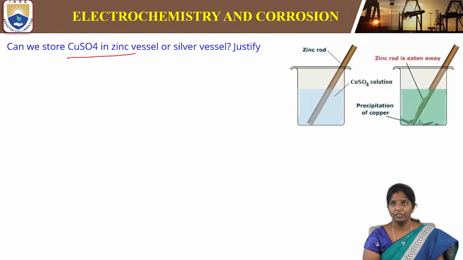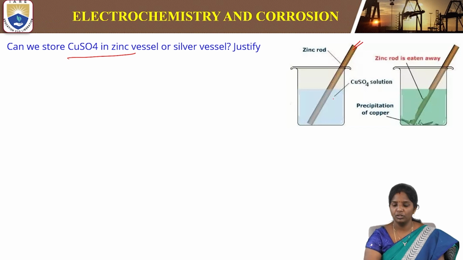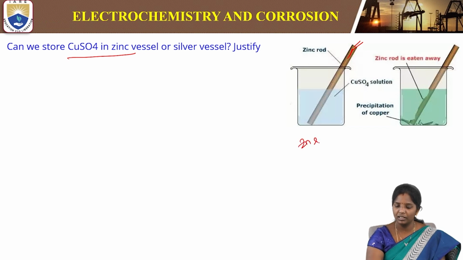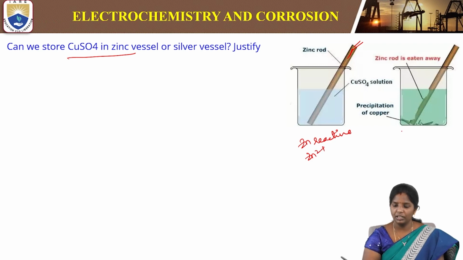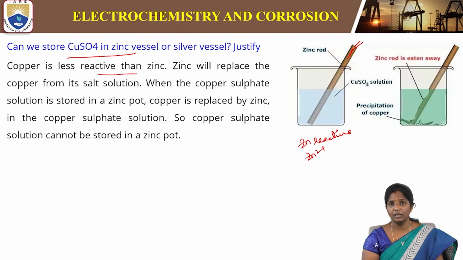So the next one is, can we store copper sulfate in a zinc vessel or silver vessel? Justify. If we take a zinc vessel, for example, the vessel will be in the metallic form. So now we are taking a rod and dipping it in the copper sulfate. Then what happens? Because zinc is reactive, it forms Zn2+ ions. So therefore it will be degrading. Copper is less reactive than zinc, so zinc will replace these copper ions that are present in the solution.